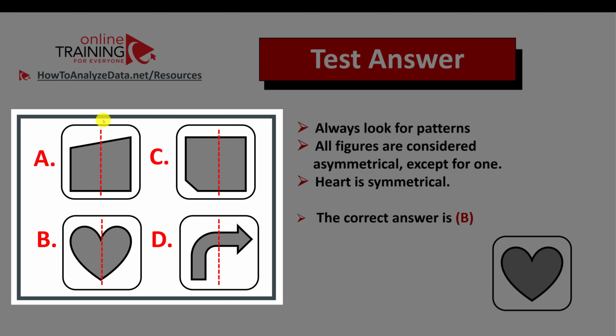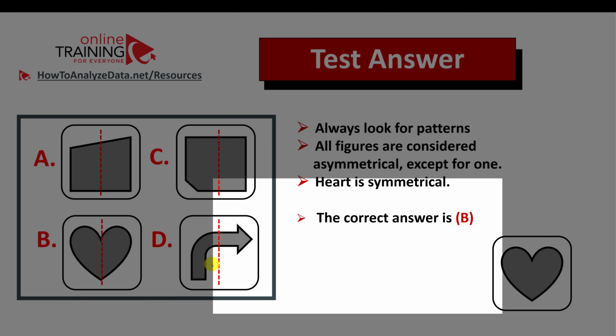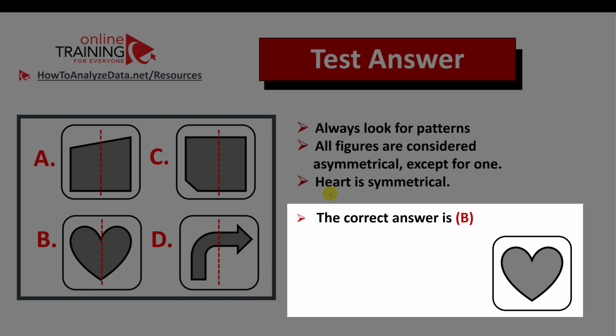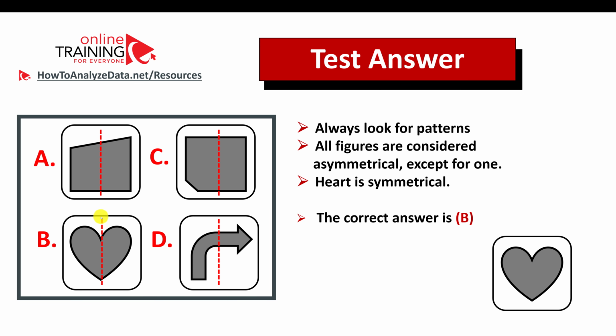Look for figure A. The part on the left of the line and then the part on the right of the line are different. Same thing is true for figures C and D. So figures A, C, and D are asymmetrical. So the correct choice here is choice B, which is heart, because heart is symmetrical. Hopefully you've nailed this question and now know how to answer similar problems on the test.